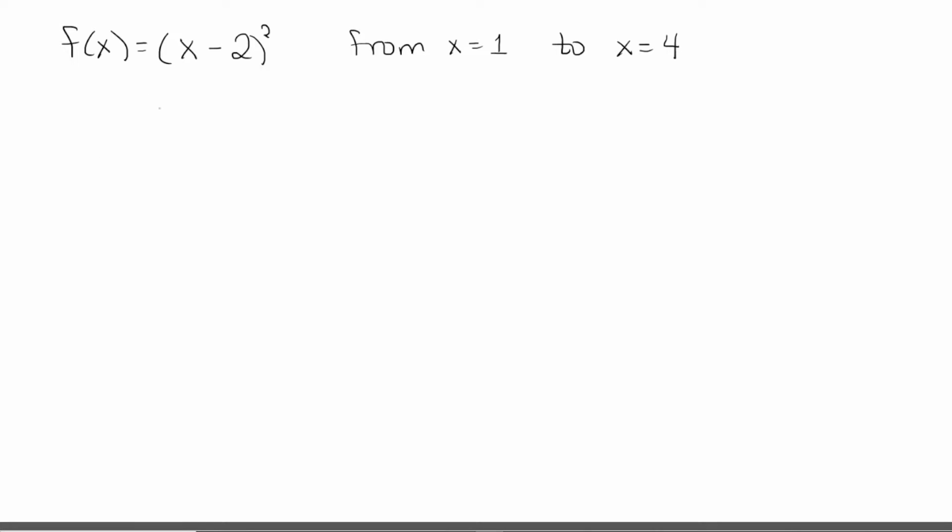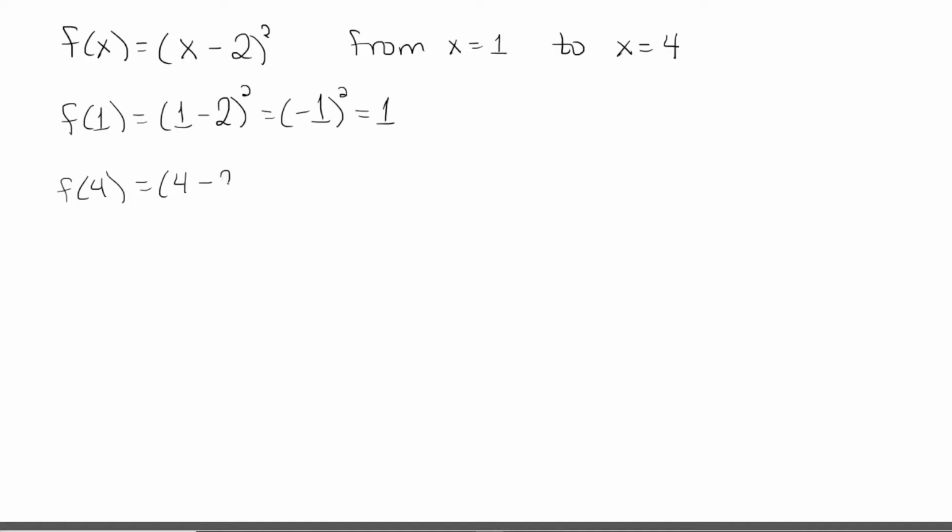Let's look at the average rate of change of the function f of x equal to x minus 2 squared from x equal to 1 to x equal to 4. My first step is to plug these values in. 1 minus 2 squared is the same thing as negative 1 squared, which is the same thing as 1. When I plug in 4, we have 4 minus 2 squared, which is the same thing as 2 squared, or 4. So we have f of 4 minus f of 1 over 4 minus 1. In this case, our average rate of change is 1.